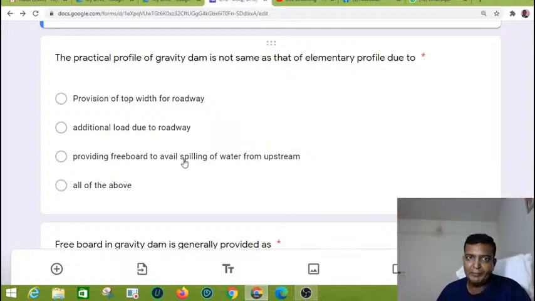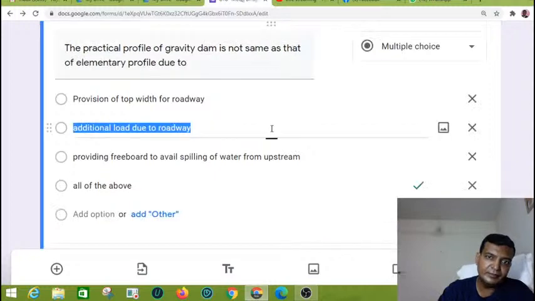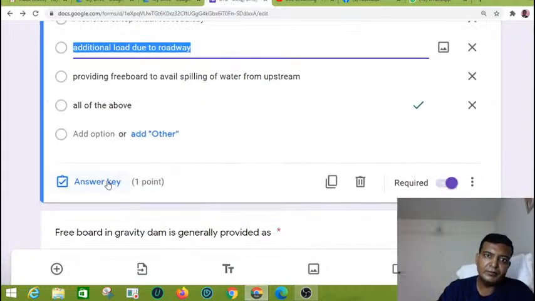The practical profile of the gravity dam is not the same as that of the elementary profile due to provision of top width of the roadway, additional load due to roadway, providing freeboard to avoid spilling of the water from upstream, all of the above. The answer is all of the above.